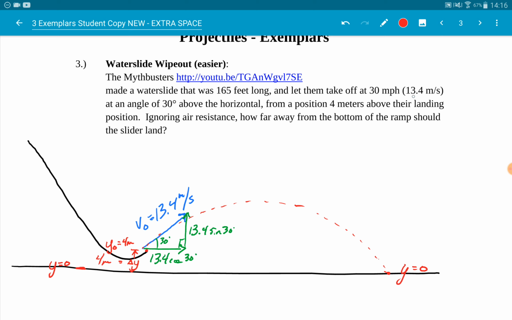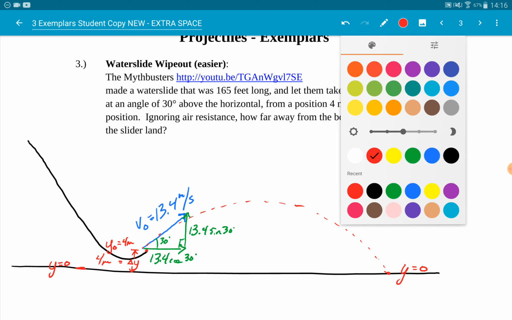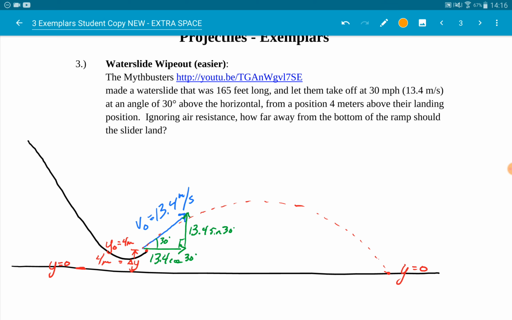Let's see, did I get everything there? I got the original velocity. I got the water slide is 165 feet long. My guess is we're not using that, but I'll go ahead and put that down because I would put everything down. Now, 165 feet long where? It's this curved thing there.